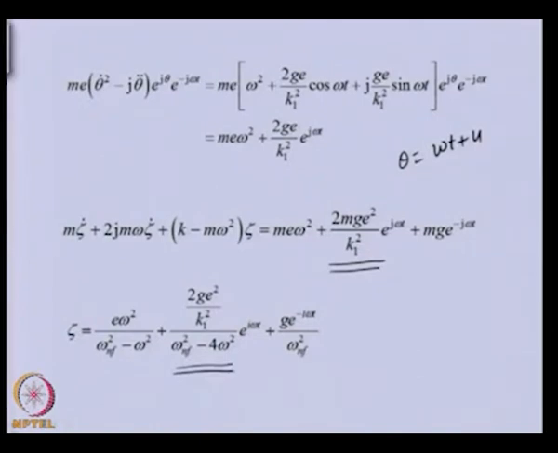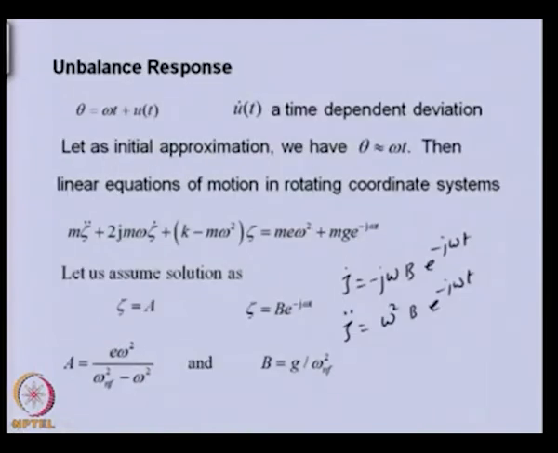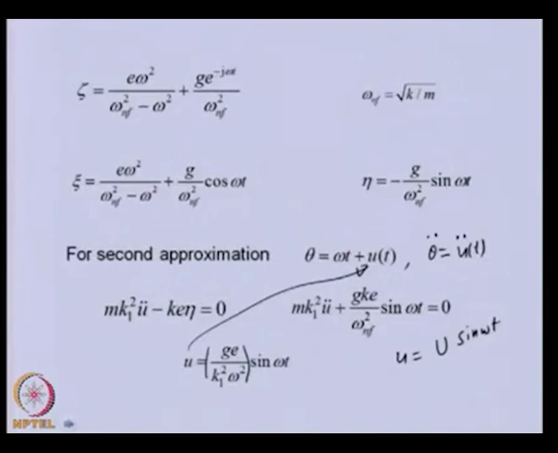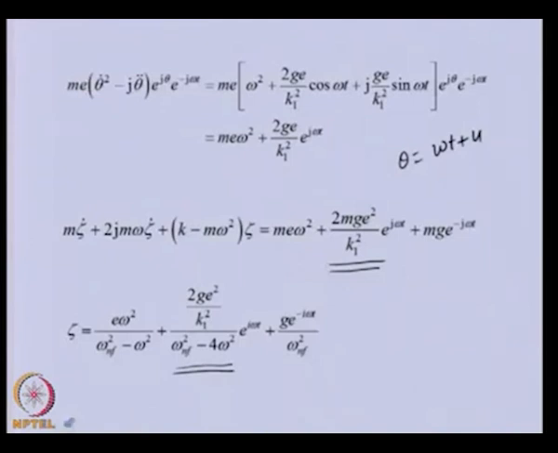So, in the previous solution only two terms were there. Now, we are getting a third term because of the variation in the theta. So, now if you look into these equations, we can better transform this into the stationary coordinate system, because now the solution is in the rotating coordinate system.